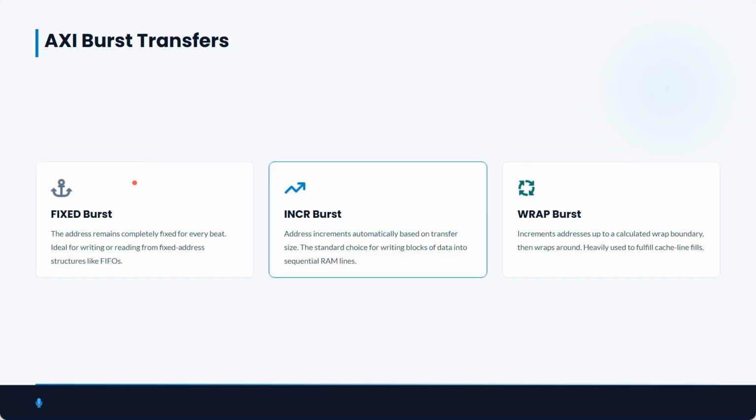Now let's have a look at a use case. It is perfect for reading or writing to a FIFO buffer location, where reading the exact same register address repeatedly pops sequential data. Then we have something called incremented burst. Here the address automatically increments after each data beat based on the transfer size. Then we have something called wrap burst. Now see, the address increments up to a calculated upper address boundary limit and then automatically wraps around to a lower address.